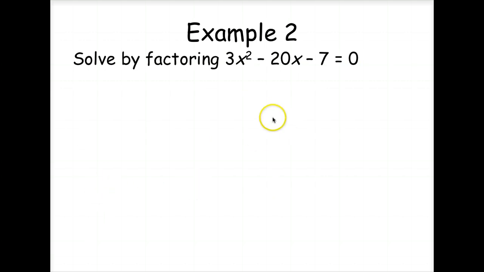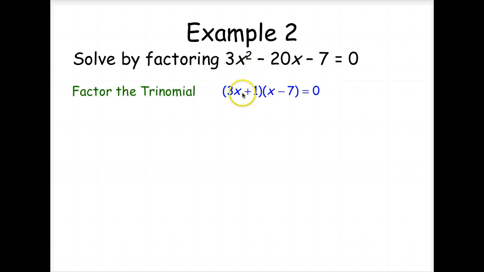This one's a little more complicated because a is not 1. A's got a coefficient of 3. So we're going to use the AC method. So 3 times a negative 7 is negative 21. So factors of negative 21 that the difference will be negative 20. So of course we're going to have negative 21 and a positive 1, right? When we finish factoring, we're going to have 3x plus 1 times x minus 7.